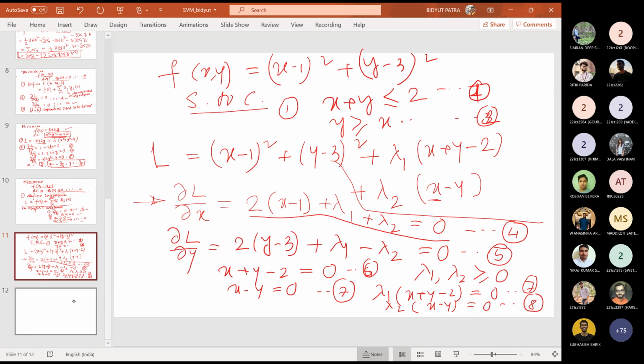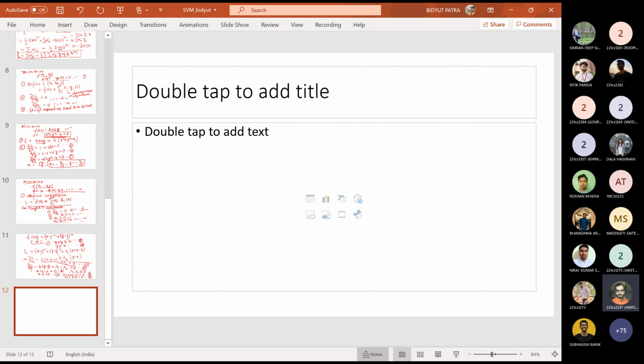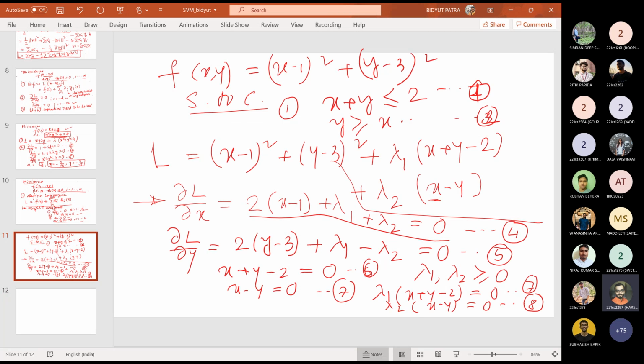Sir, instead of writing lambda 2 into (x minus y), can we write it as lambda 2 into (y minus x)? Where? Sir, you have taken lambda 2 into (x minus y). Can we write it as lambda 2 into (y minus x)? Will it affect the results or not? This one you are saying: lambda 2 into (x minus y) equal to 0, you are saying.